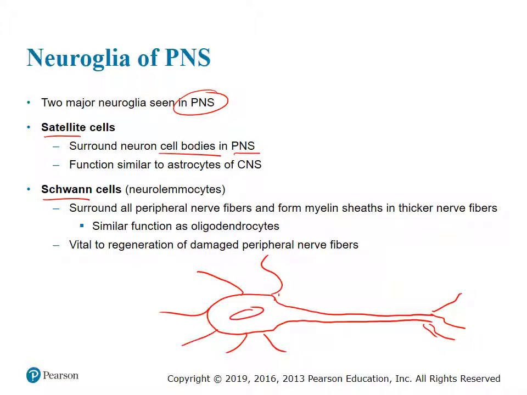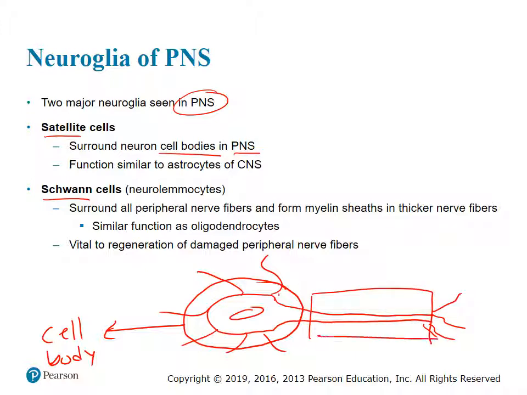So here's your typical neuron, right? This area surrounding here would be considered the cell body. And it is in fact where you find the nucleus, right? So the Schwann cell is going to surround the cell body. I'm sorry, the satellite cell is going to surround the cell body. And the Schwann cell is going to surround the area that we call the axon.